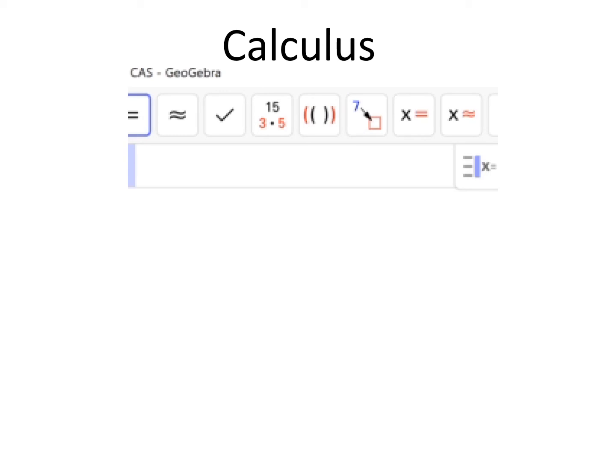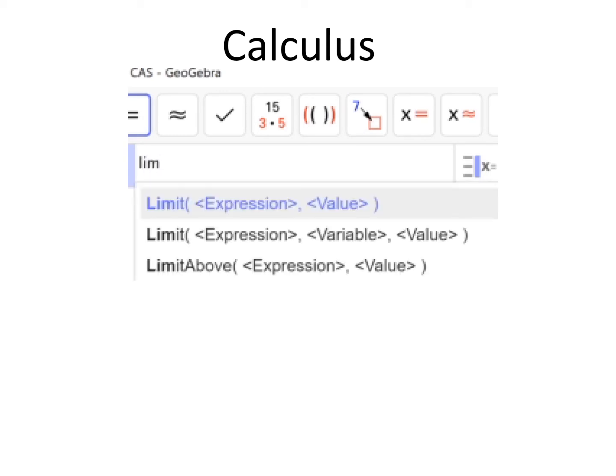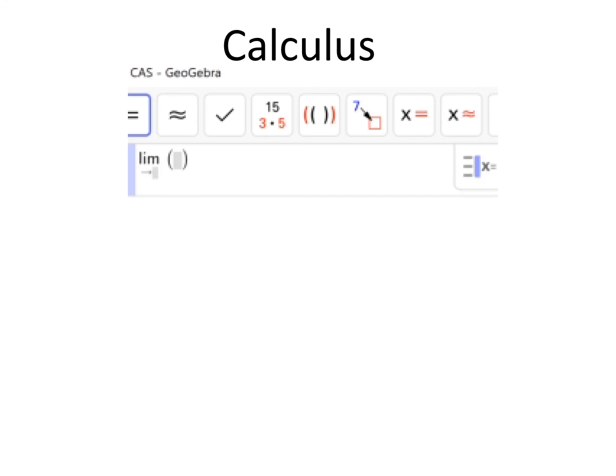And for those of you who want to do a little calculus, let's see. The limit as x goes to 0 of the expression sine of x divided by x is 1, of course. Well, maybe. Let's suppose that we want that in degrees.